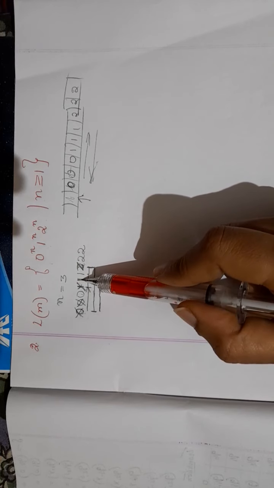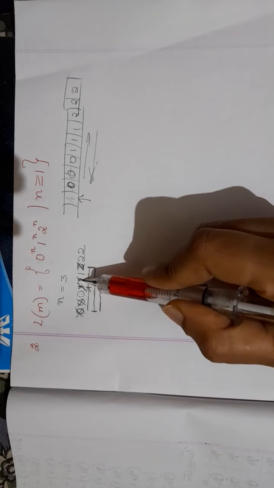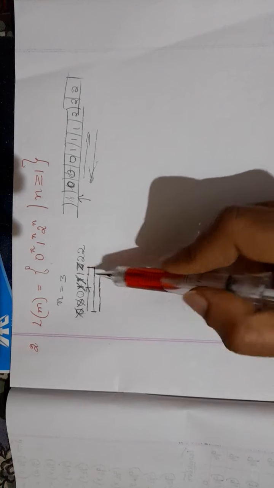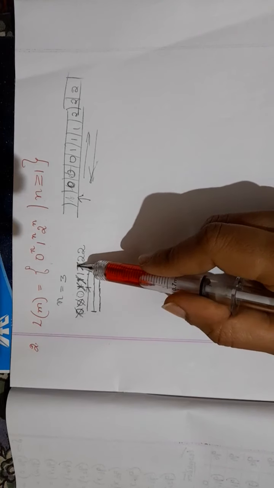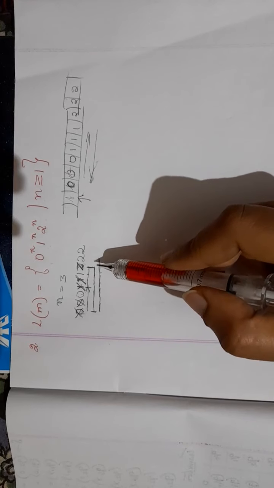So you are reading 1 now. What should you do? Replace 1 with y, move right. You are reading 1, move right. Now you are reading z, move right. Okay, move right. So when should you stop?